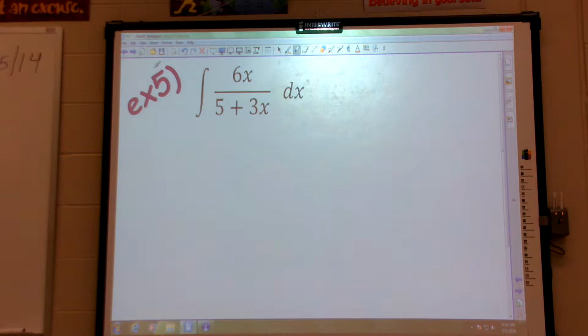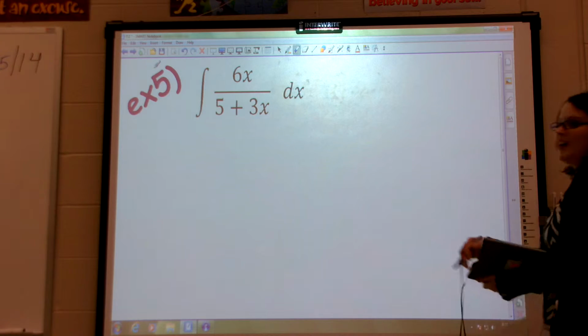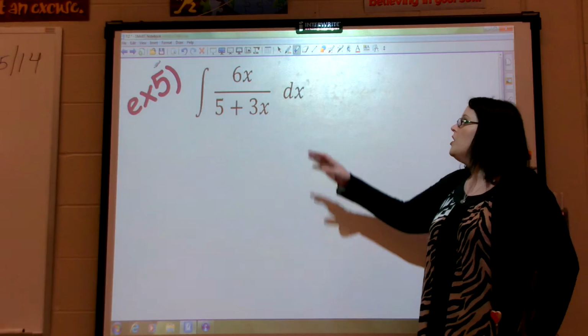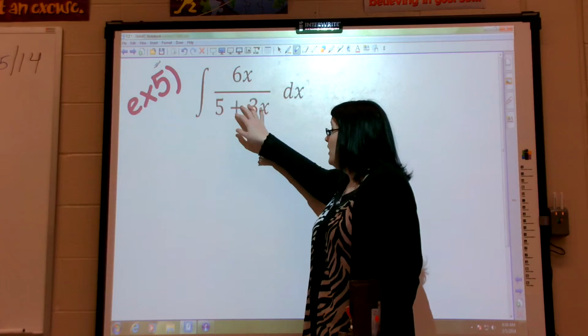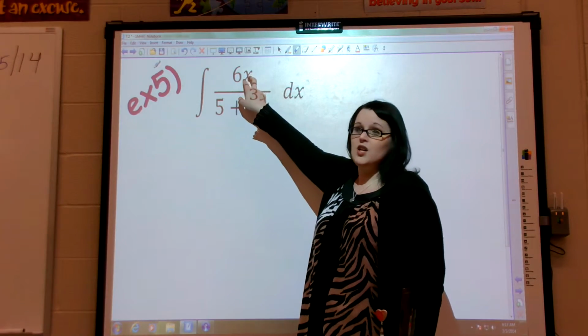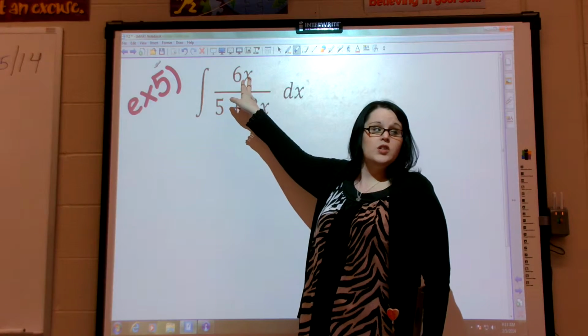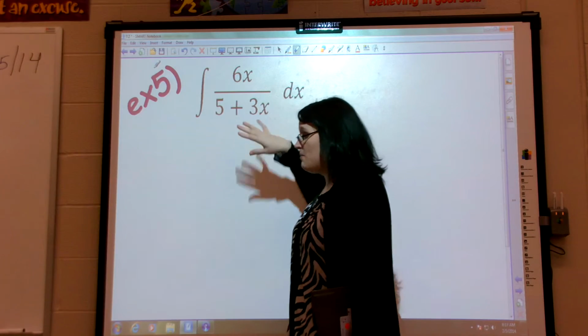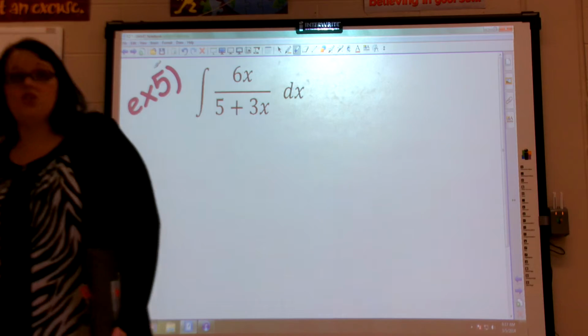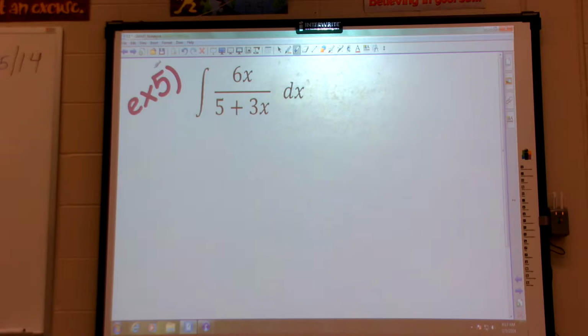What else do you think it's mistaken for? Tell me your instinct. You know it. Natural log. Everybody messes this one up because they think natural log. But the problem with natural log is that's not a variable, correct? So when I have a variable and they're the same power, that's an issue. It's not a natural log. It's not an arctangent. It's not anything.